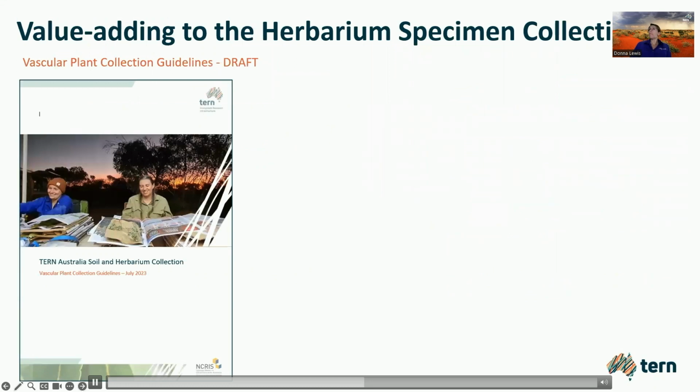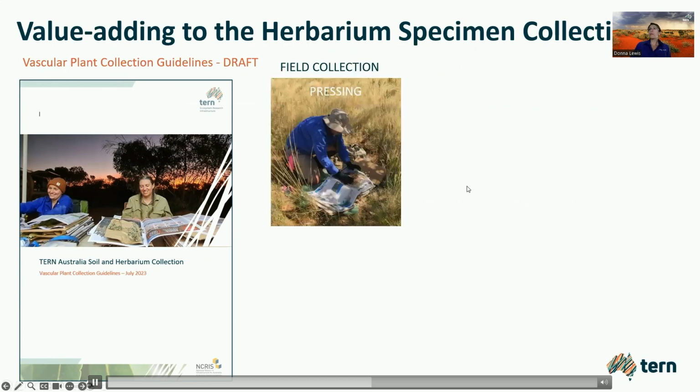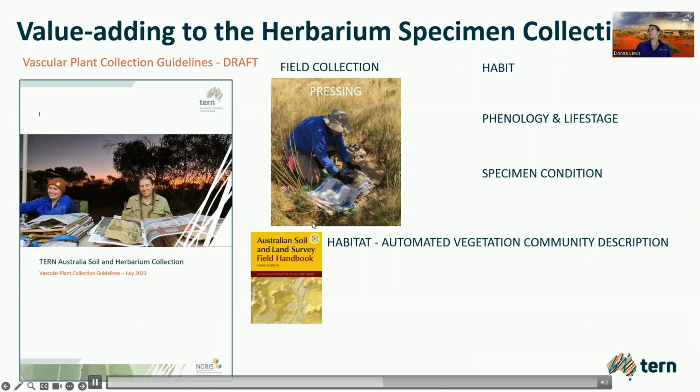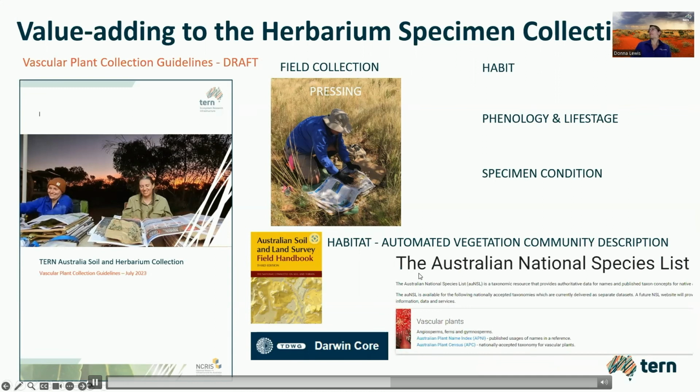So just a little bit more on value adding to the herbarium specimen collection. So we've developed vascular plant collecting guidelines. So it all starts, the quality starts in the field, pressing the specimens, making sure they're dried. We can then capture additional information such as habit, phenology, life stage, specimen condition, automating vegetation community descriptions, using controlled vocabularies, and using APIs and services such as the Australian National Species List. So we're using accepted names of Australian taxonomy.